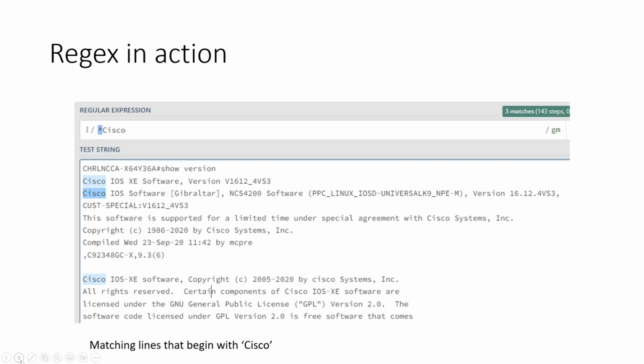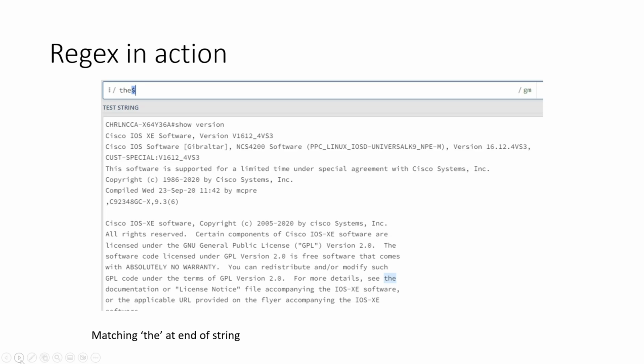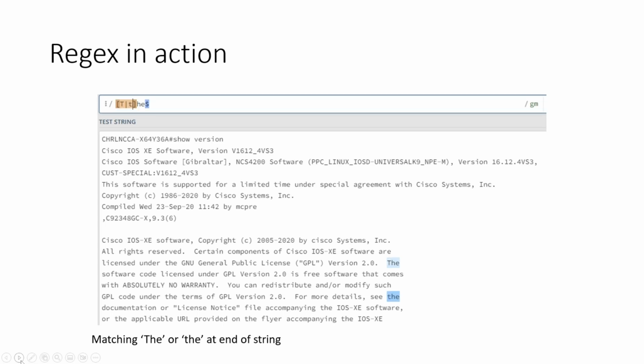If I put the caret in front of the Cisco, that's the symbol above the 6 character, number 6 if you hold the shift key, we can find any line beginning with Cisco. If we want to find a line ending with the, we put the $ after the word the. And if we're not sure about the case of it, we can put inside of square braces an uppercase T followed by the pipe and then the lowercase t.